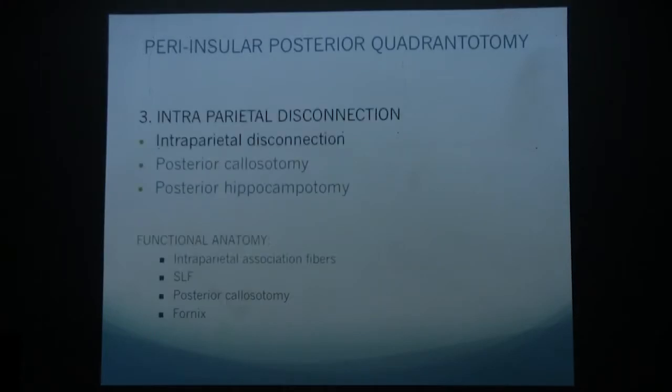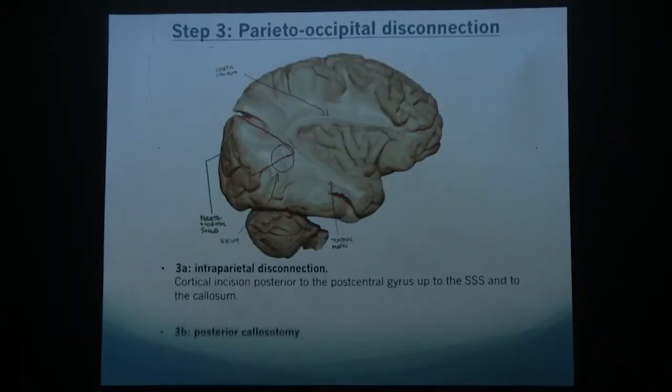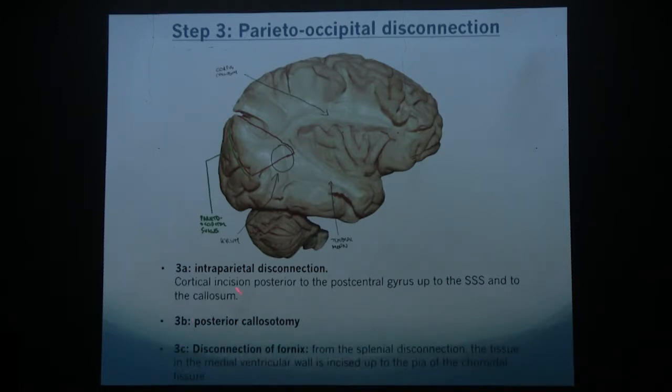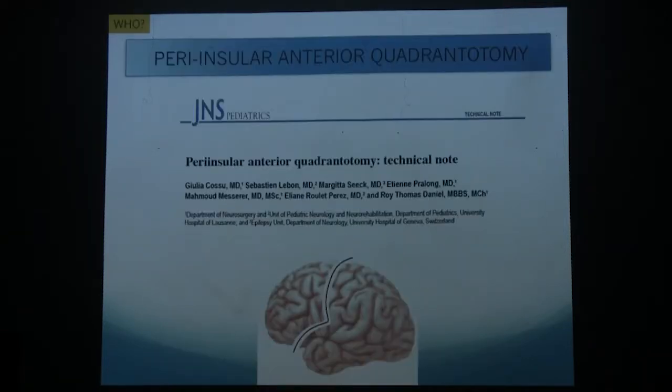So there you see that. And then you go to the intraparietal disconnection. Here you see you have a posterior cortical incision. You need to find out where the postcentral sulcus is, and that is done with central sulcus mapping. Just behind the Rolandic cortex, you do a cortical incision to reach the ventricle again. Then you do disconnection of the posterior part of the callosum, and then disconnection of the fornix to interrupt the discharges that come from the hippocampus.